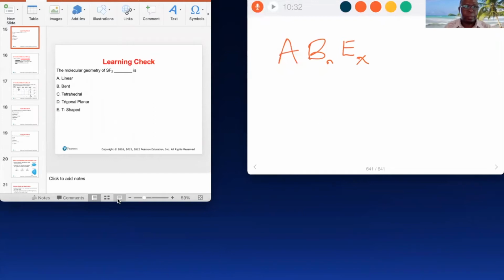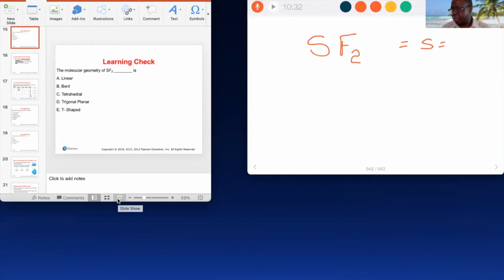The molecule in question is sulfur difluoride. I think we did this sulfur difluoride. In the Lewis structure, we do what? We find the total number of valence electrons. Sulfur is in group 6, all right? Fluorine is in group 7. 7 times 2, we have 14. So we have a total of 20 valence electrons for sulfur difluoride.